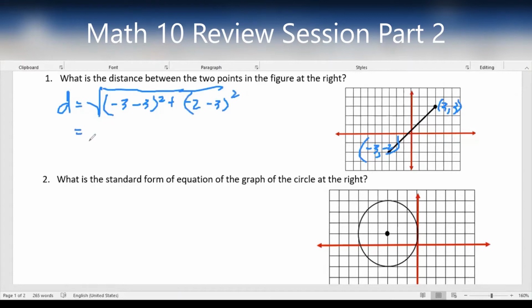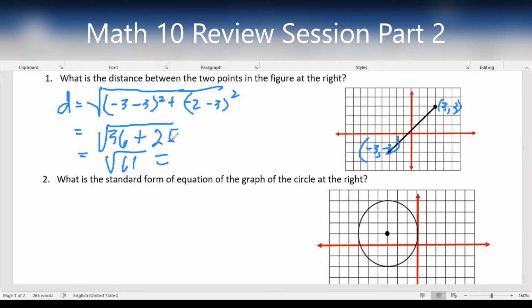So solving this will give you what? Negative 3 plus negative 3, negative 6 squared, 36. Plus negative 2 minus 3, negative 5 squared, that's 25. And then get the sum, 61. And what is the square root of 61? Who got it correct? What is the square root of 61?